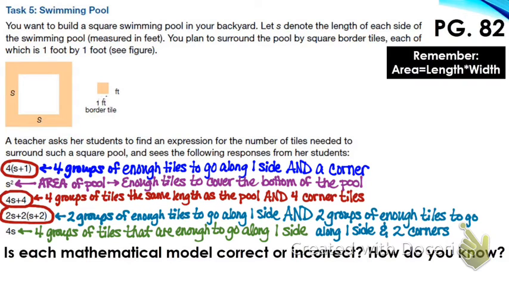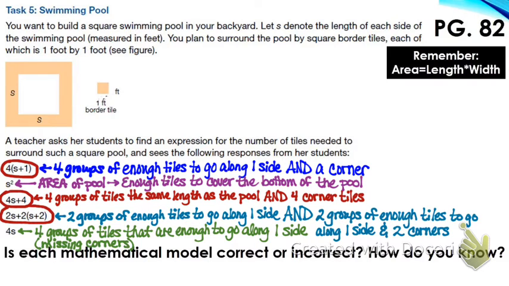This one is missing the corners. Awesome, awesome.